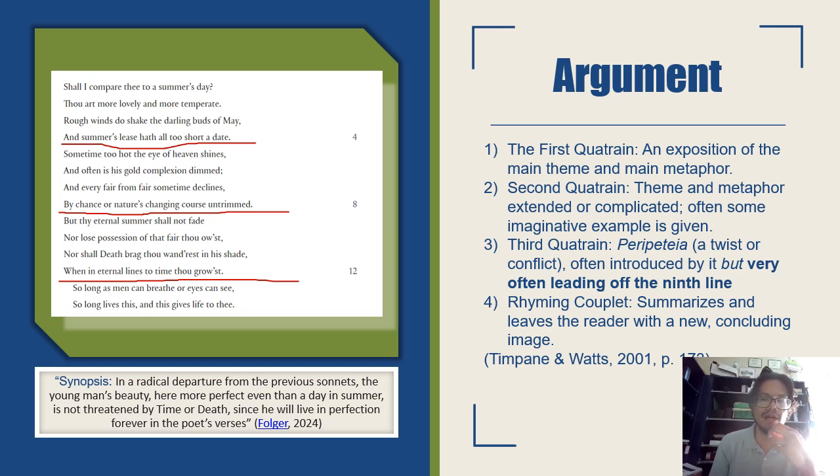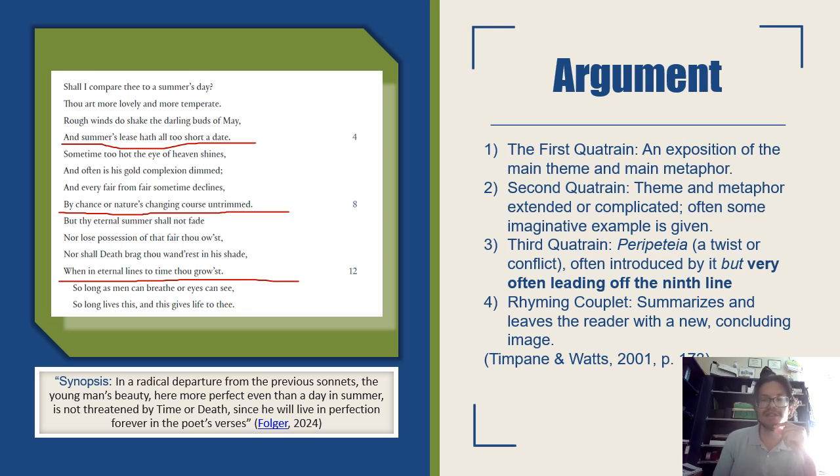This is our literary term for the thematic turn, okay, a twist or conflict, often introduced by, but very often leading off the 9th line. So in that 9th line, right under that red line, we have, but thy eternal summer shall not fade. So unlike a summer's day, this person's beauty is not going to fade. Let me tell you why. This person's beauty is immortal. It's greater than a summer's day. And let me tell you why, right?